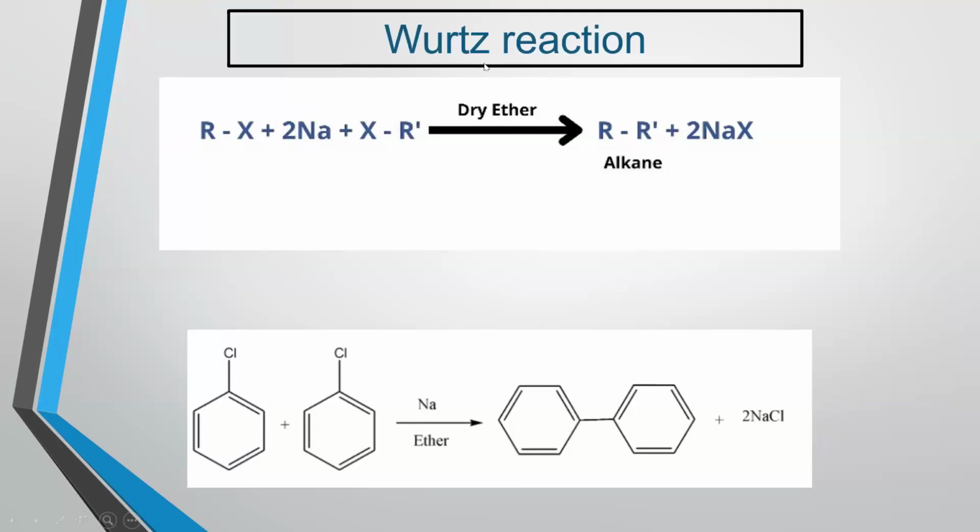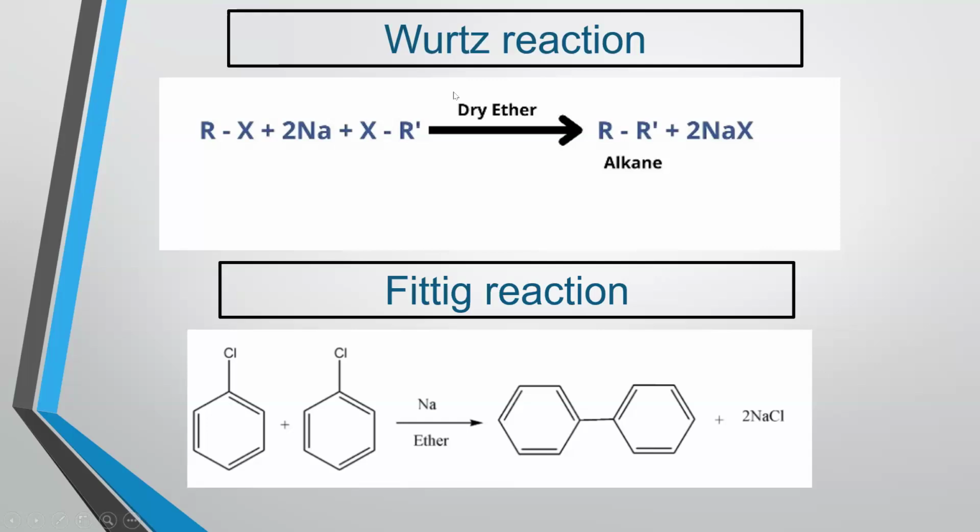So this is Wurtz reaction. The first one above is a Wurtz reaction, and the second one is a Fittig reaction. What happens in case of Wurtz reaction? The alkyl halide will react with sodium. Two alkyl halides react with two atoms of sodium in presence of dry ether, and it will produce an alkane. Remember that Wurtz reaction is only applicable for alkyl halides, not for the aromatic.